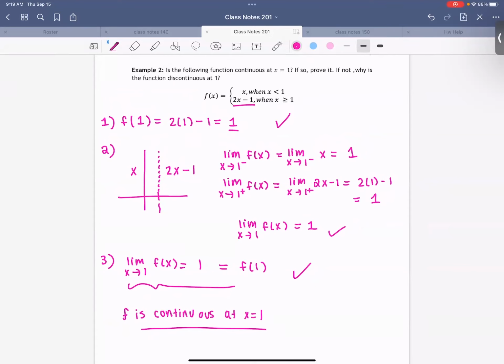All right, if we flip our page over, we have another example. I want you to figure out if we're continuous. If so, I want you to prove it. If not, I want you to show the step where it doesn't work.